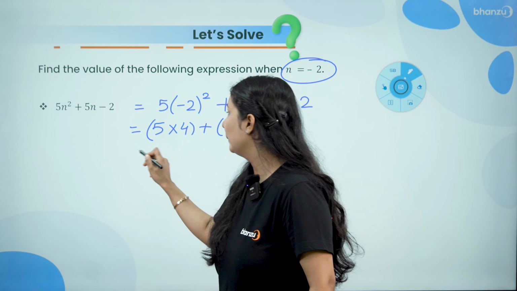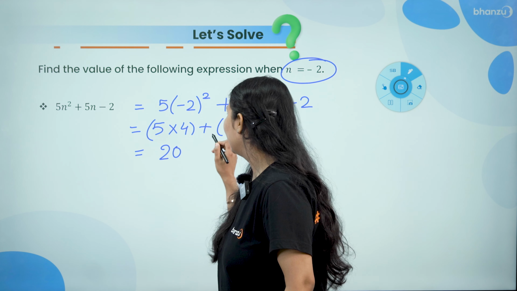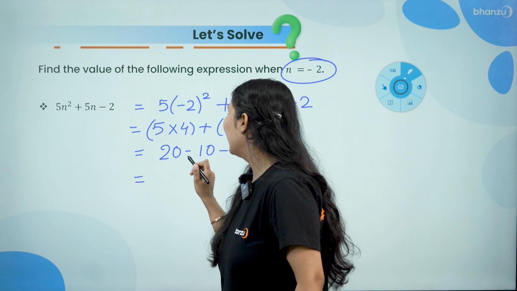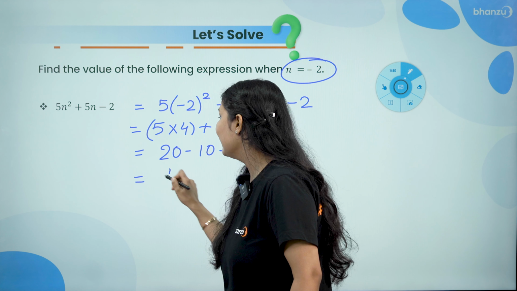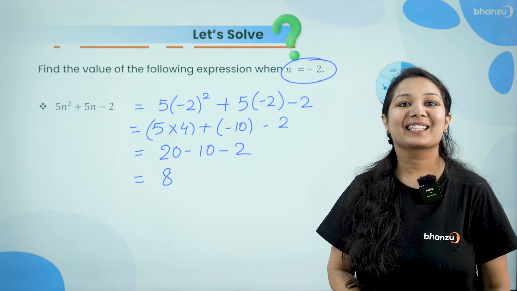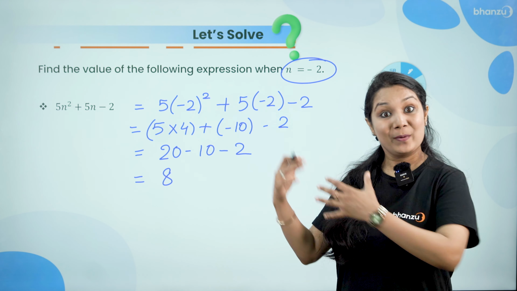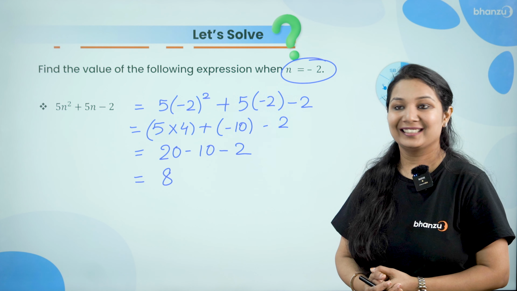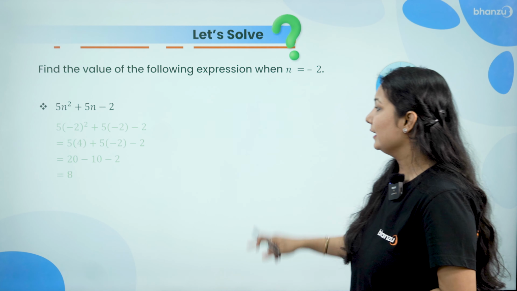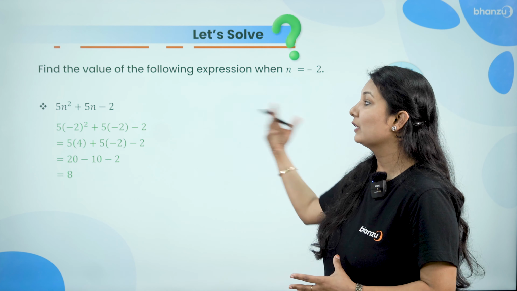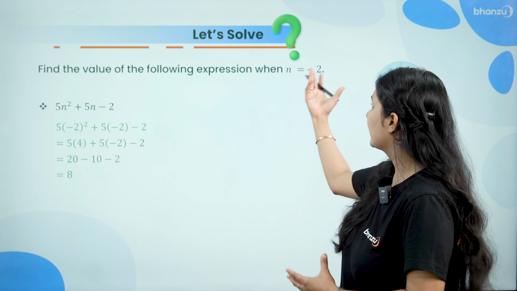Now we are going to open the brackets. 5 into 4 is 20, plus minus is minus, and minus 2. So 20 minus 10 is 10, 10 minus 2 is 8. So this is how we get our answers. Let's see how we present it: like this, substituting the value of n as minus 2 because it's given in the question.